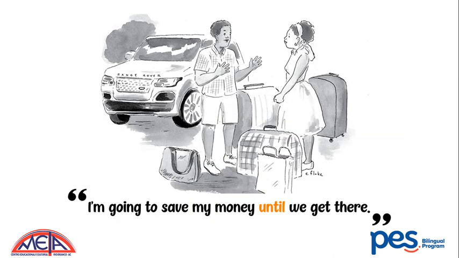The last one is until. I'm going to save my money until we get there. Eu vou economizar meu dinheiro até a gente chegar lá. Tem outra palavrinha também que é o unless. Vamos ver como é que fica essa frase então com unless no lugar de until. I'm going to save my money, eu vou economizar meu dinheiro, until we get there, até a gente chegar lá.